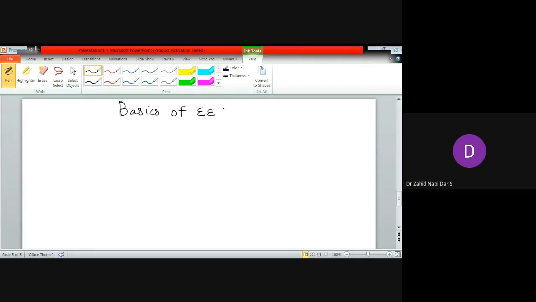So in these basics, most of the times the students are getting confused. Where is the confusion? After checking the book, confusion is there.